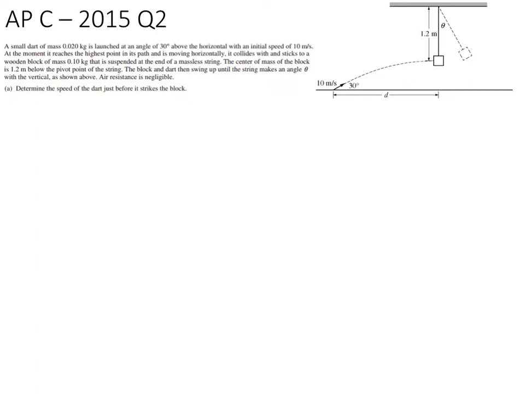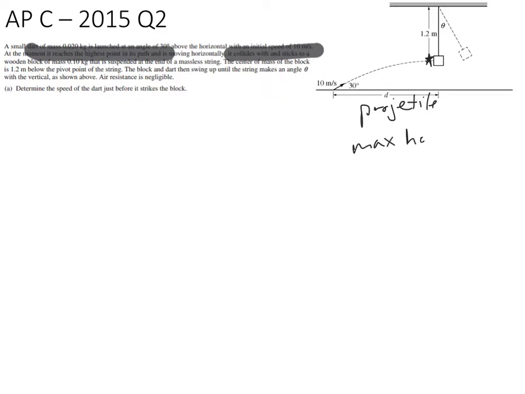Where does it say it? Yeah. The moment it reaches its highest point of the path, it collides with and sticks to the block. So that's the thing that's important: the fact that when it reaches its maximum height, right here. Now you should remember that for a projectile, two things happen at max height. The first is that the vertical velocity is 0. Always. The vertical velocity is always 0.